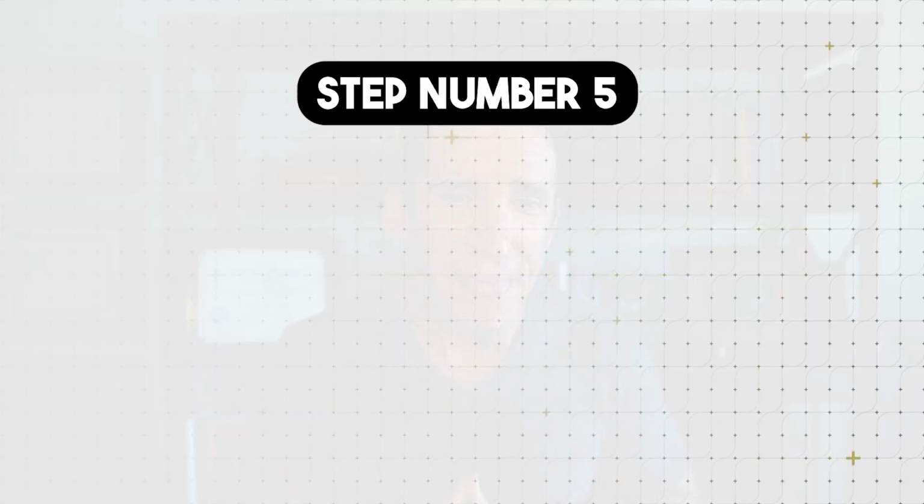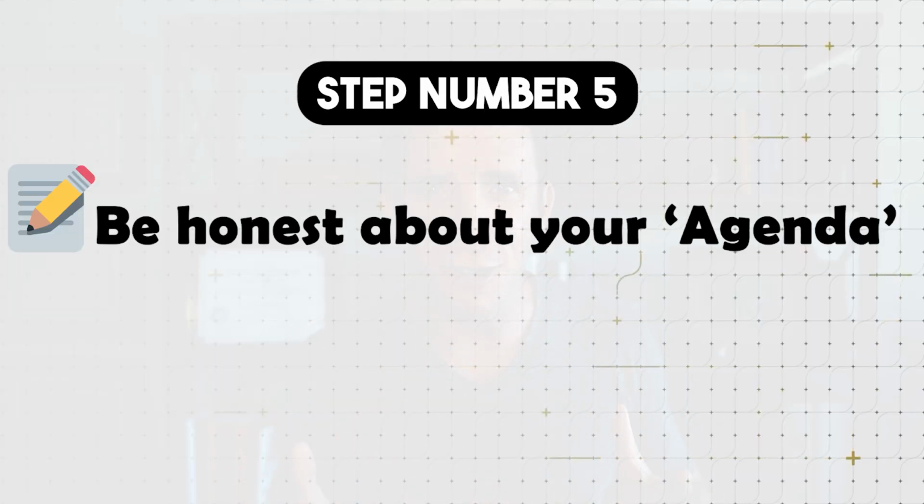That's step number 4: schedule your connection calls and your market research call. Step number 5 is to be honest about your agenda. Let them know why you're reaching out and doing this. If you're asking somebody to do a market research interview, let them know it's because you feel like they represent your ideal client and they may benefit from your coaching. Just be honest about it. Don't have some hidden agenda where it feels like a bait and switch, because that never feels good.